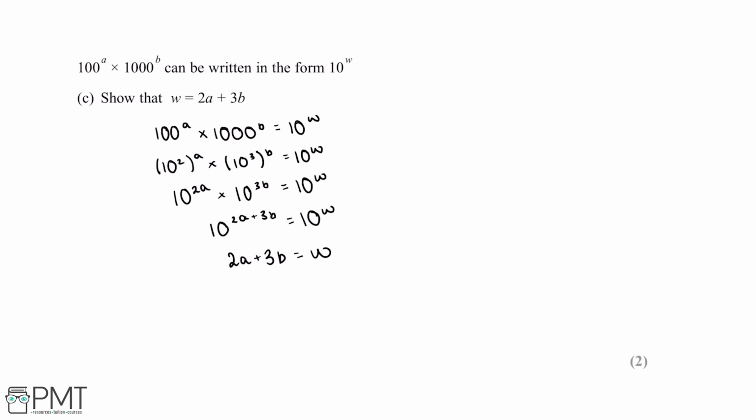So we'll get our first mark for rewriting 100a multiplied by 1000b as 10 squared to the power of a multiplied by 10 cubed to the power of b. And we'll get our second mark for showing that w equals 2a plus 3b with the correct reasoning.